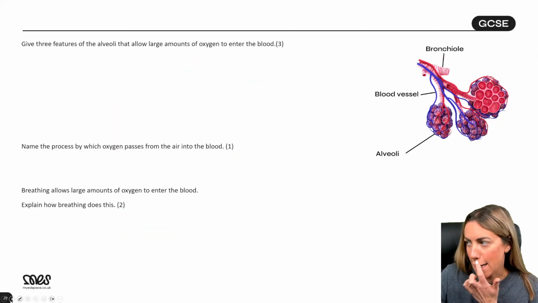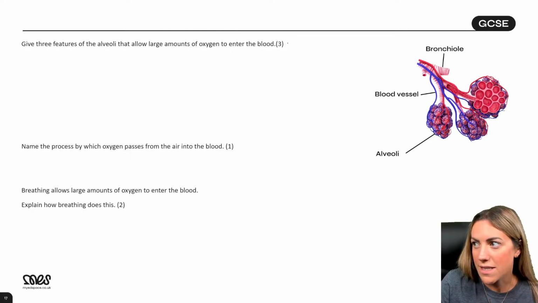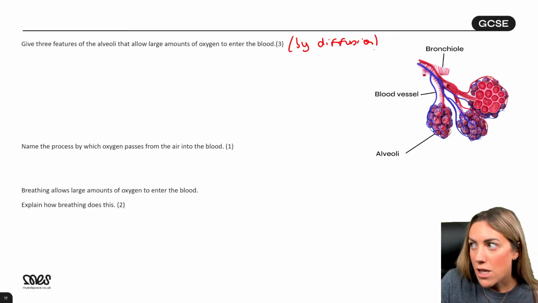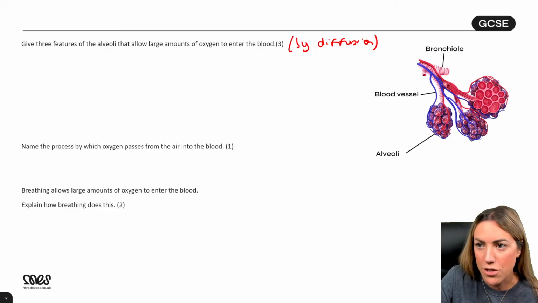This came up last year, actually, so we don't know if it's going to come up this year, but give 3 features of the alveoli that allow large amounts of oxygen to enter the blood. And remember, that would be by diffusion. So you're kind of applying your knowledge of diffusion and how you would speed up diffusion.